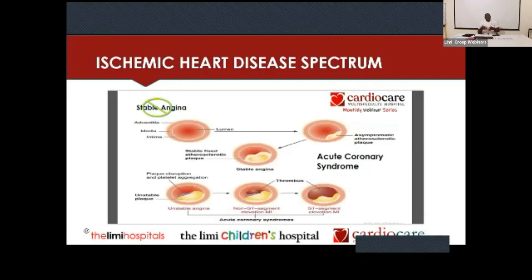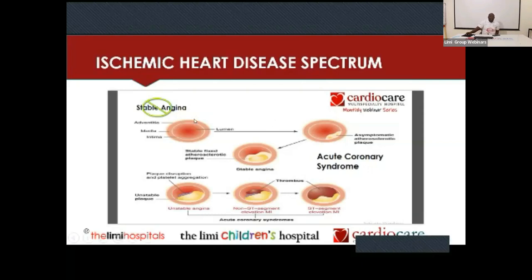So, going ahead, Dr. Edafe was talking about unstable angina and all the rest. So we'll look at ischemic heart disease as a spectrum of conditions. And like I mentioned in the introduction, today we're really talking about the type that is caused by obstruction to the coronary vessel.